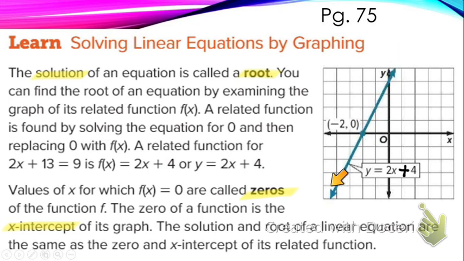And where is the x-intercept for this graph? Not the y-intercept, it's the x-intercept that tells you the solution. -2. So the solution for this particular line function is -2.